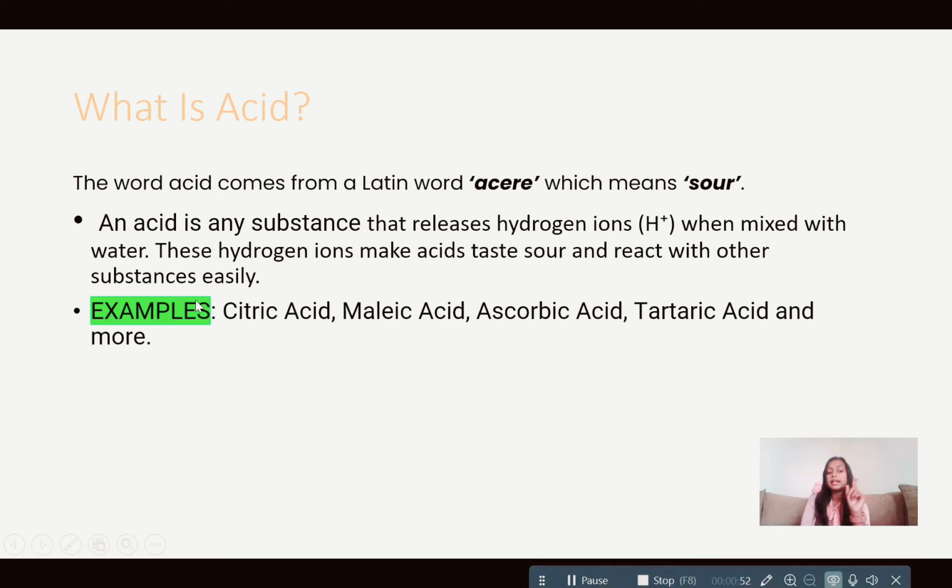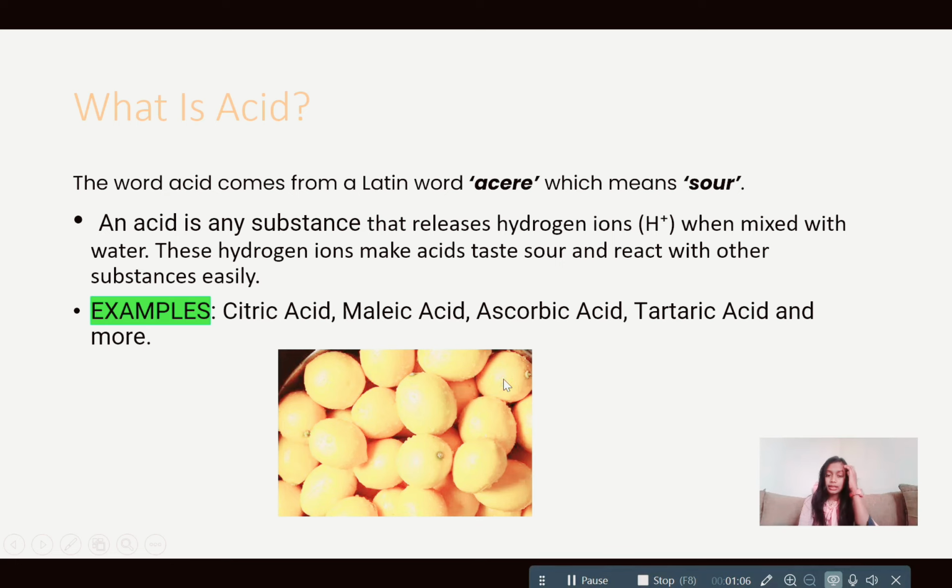And it reacts with other substances easily, okay? Some examples are citric acid, malic acid, ascorbic acid, tartaric acid and many more like that, okay? Let us see. This is one example, a lemon which contains citric acid. Let us see another one.